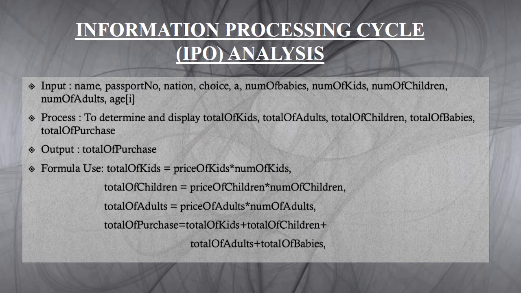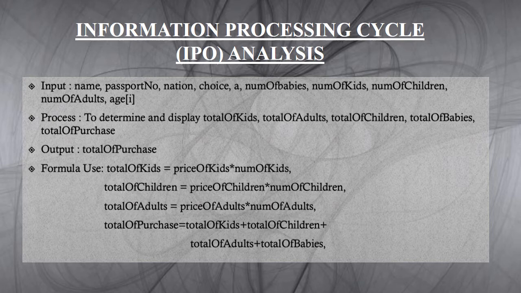Information Processing Cycle, IPO. I stands for input. Input in the coding: name, passport number, nation, choice, number of babies, number of kids, number of children, number of adults, and age.